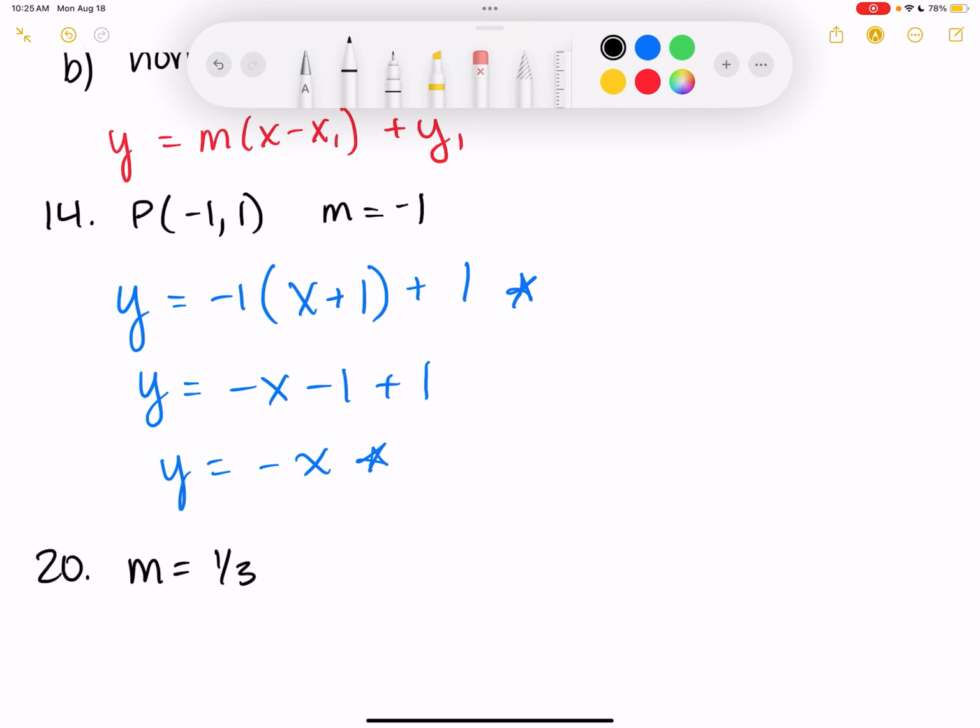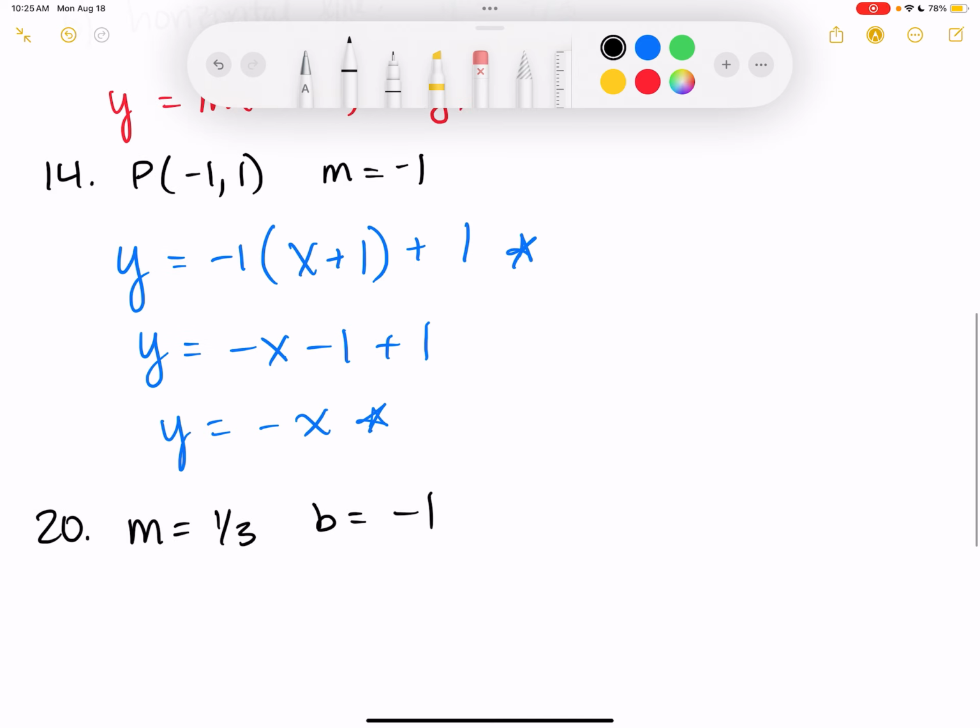So the slope is 1/3 and the intercept is -1. So obviously slope intercept is y equals mx plus b, so we can literally just plug this in. So y equals 1/3 x minus 1.